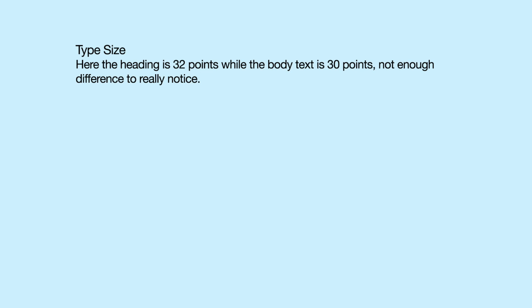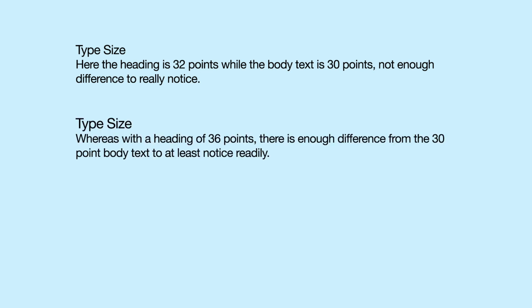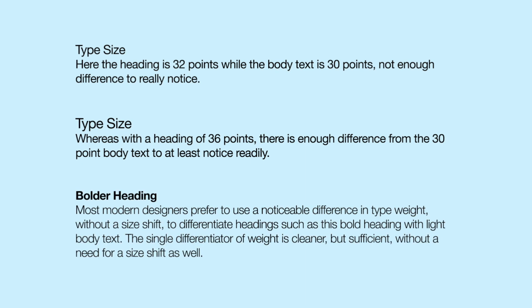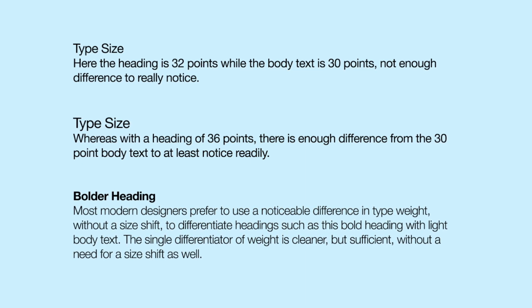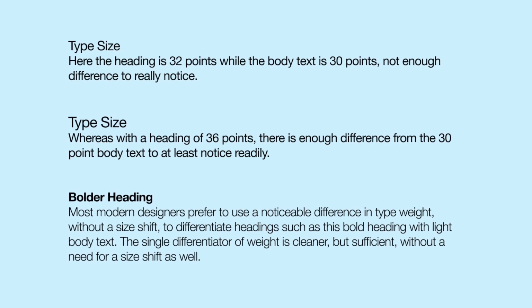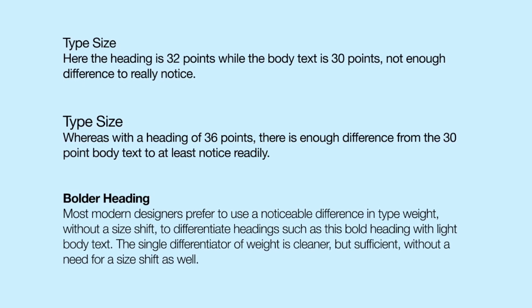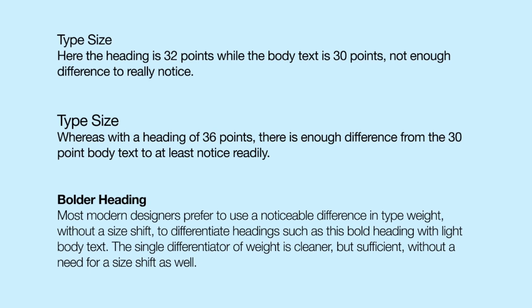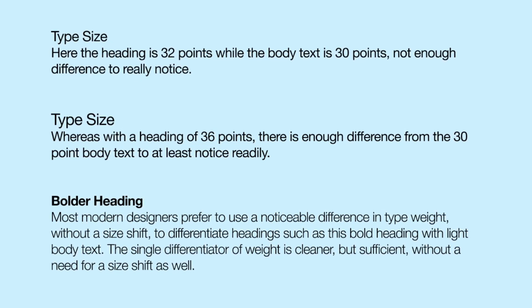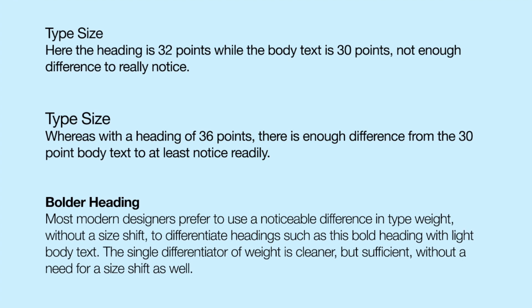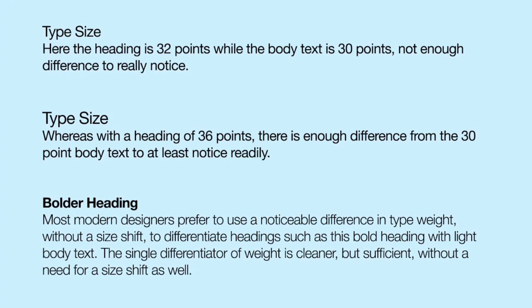In our first example, the heading is 32 points, while the body is 30 points. Not enough difference to really notice. In the second example, with a heading of 36 points, there is enough difference from the 30-point body text to at least notice readily. Our third sample shows the modern preference to use a noticeable difference in type weight to differentiate headings, such as this bold heading with the light body text. The single differentiator of weight is cleaner, but sufficient, without the need for a size shift as well.